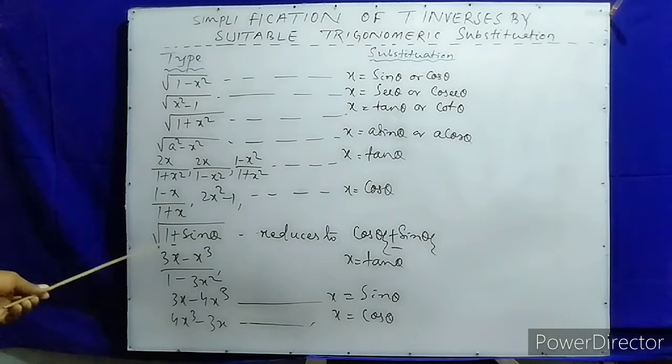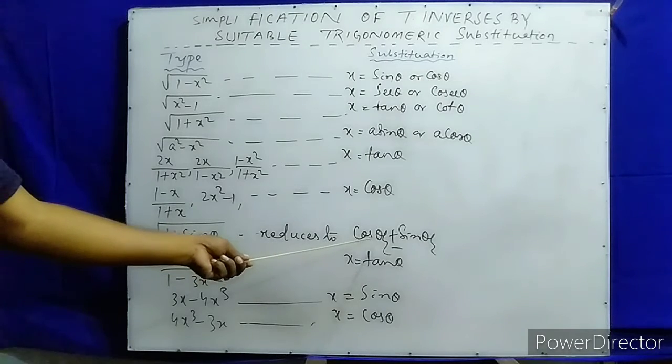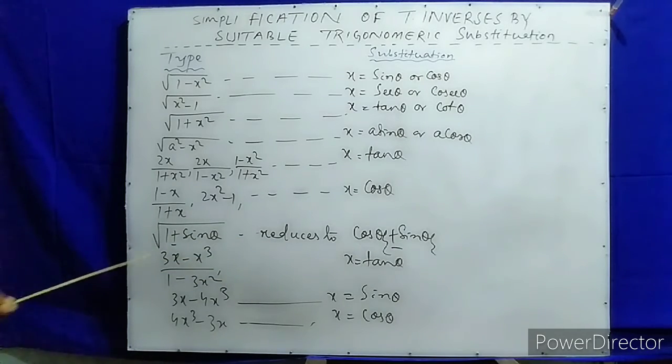Here something is written: root over 1 minus cos theta or root over 1 plus sin theta is given. Then it can be reduced. If it is 1 plus sin theta, then it can be reduced to cos theta by 2 plus sin theta by 2. If it is 1 minus sin theta, it can be reduced to cos theta by 2 minus sin theta by 2. So here are the major substitutions. By putting the substitution, you simplify the inverse values. So let us discuss a few examples using these substitutions, very in detail, one by one.